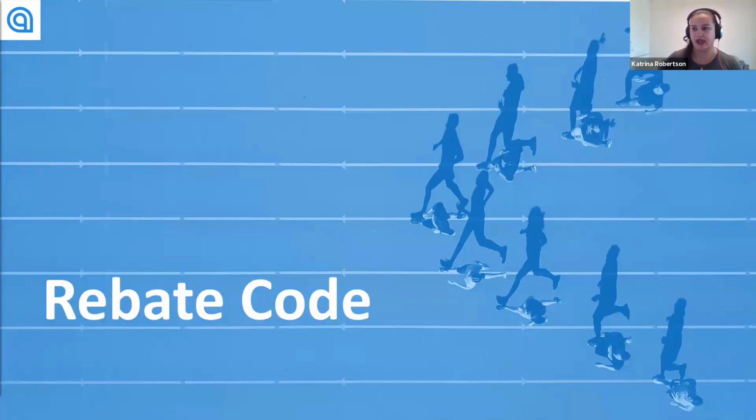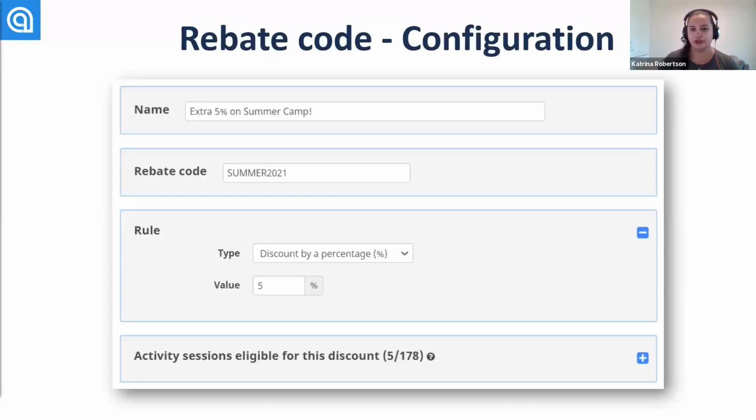The first option we have in the list is the rebate code. So the rebate code creates one specific code that will discount all eligible activities on the same invoice. This particular discount has little to no restrictions, and it's more of a general option to choose when you have a large group of people that you want to provide the discount to.